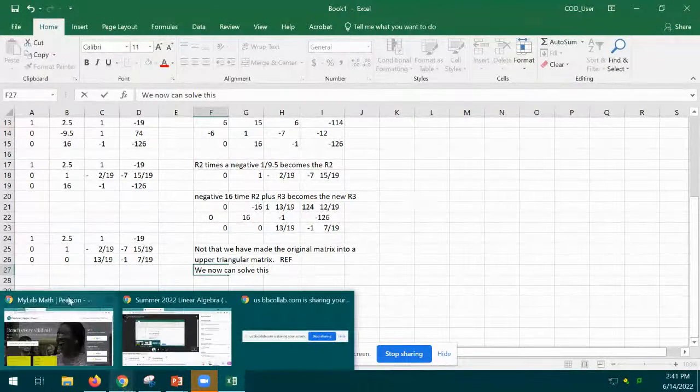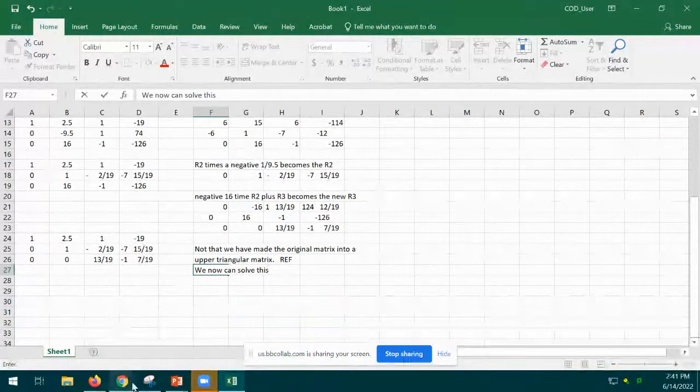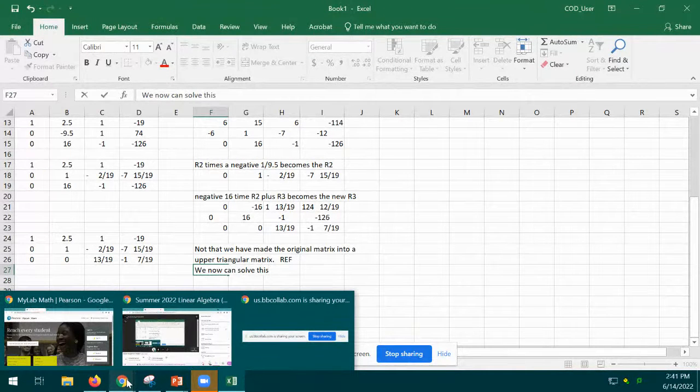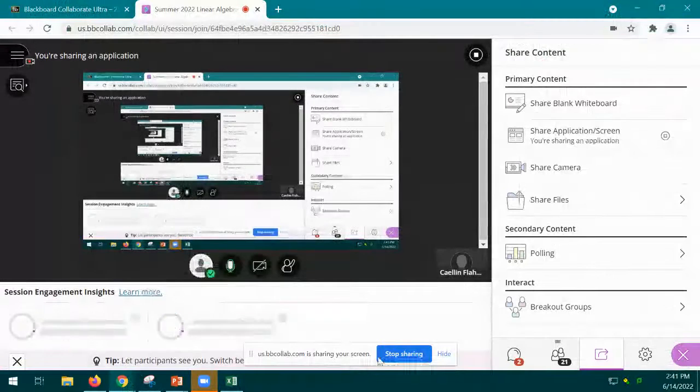Okay, so now I'm going to go to the blackboard. And Joshua, you make sure we get to the blackboard, but we're actually going to finish this problem now. Okay, so I'm going to go back here. I'm going to stop sharing because I'm going to be sharing something different with you. And I'm sharing the blank blackboard.